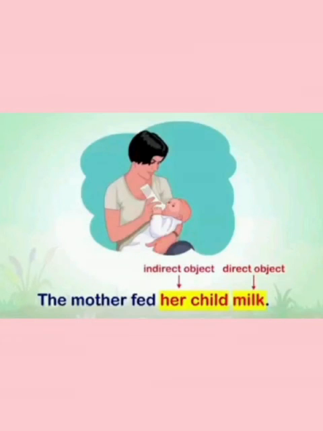Another example, the mother fed her child milk. Here, the mother is the subject, fed is the verb, and fed what? Fed milk. So, milk is the direct object. And fed whom? Fed her child. So, her child is the indirect object. So, I hope the difference between the direct and indirect object is clear to you now.